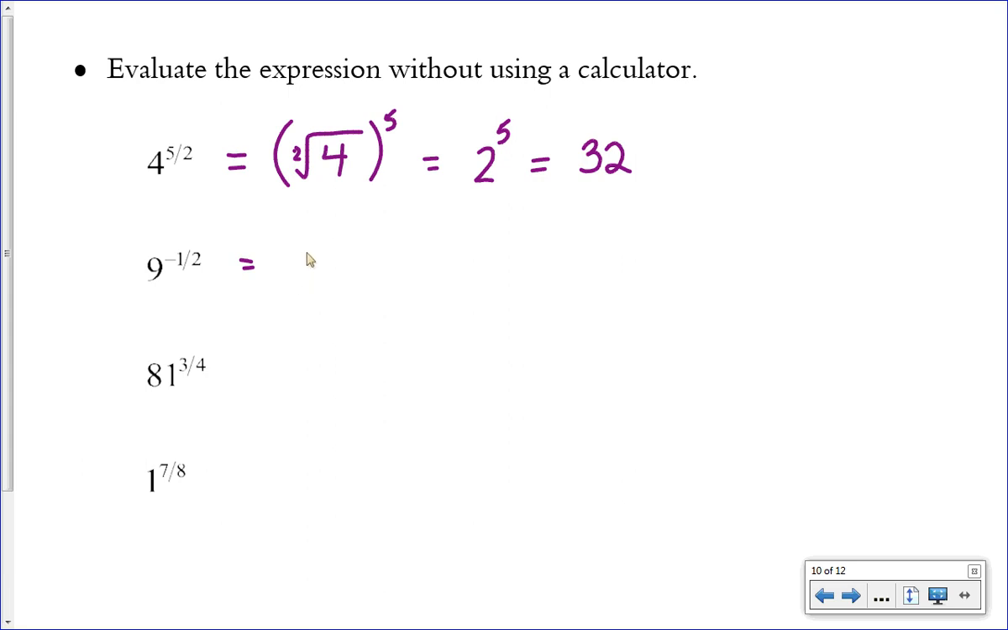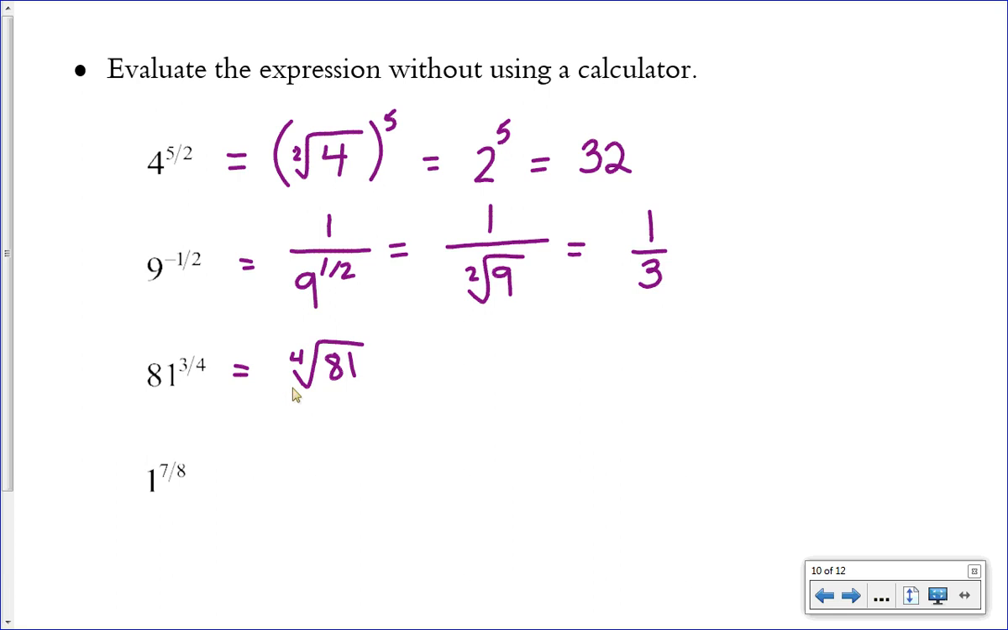I'll just remind you that negative powers are simply fractions. And so now I can rewrite this as 1 over the square root of 9 to the first power, which gives us 1 over 3. Fourth root here of 81, and then I'm raising that to the third power.